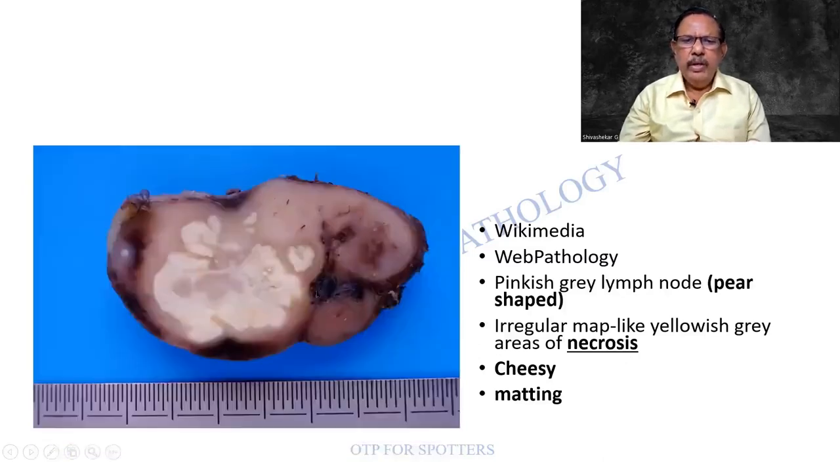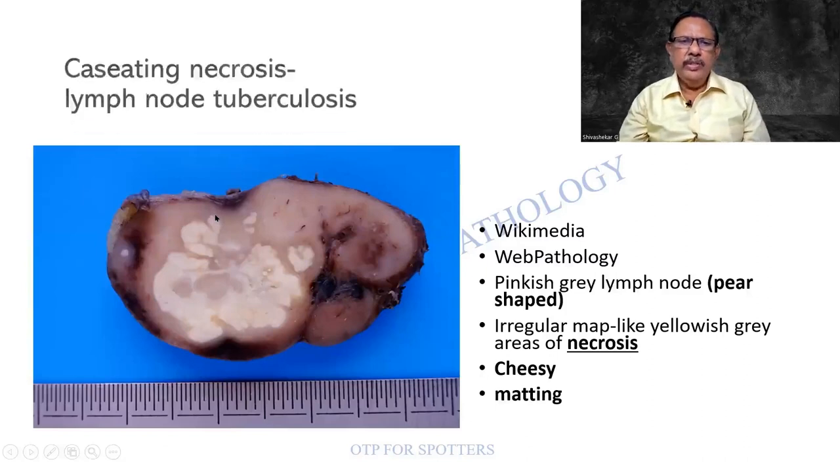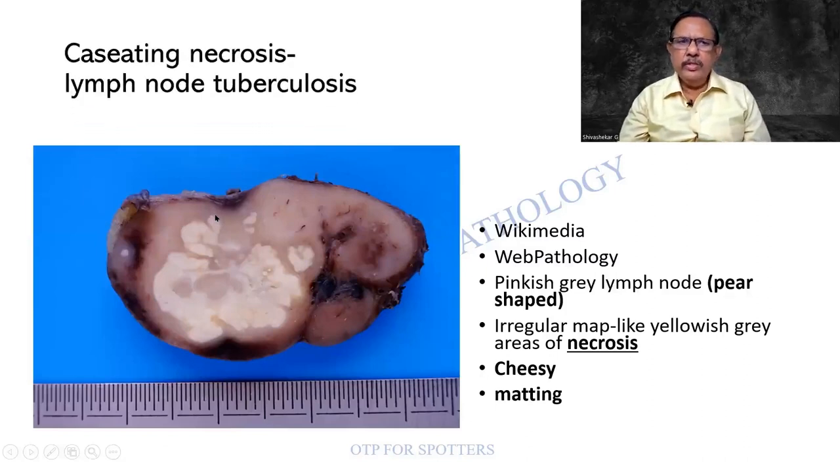This is beautiful. Pear-shaped lymph node. There is another node that is adherent. Then I find that there is cheesy material. So the diagnosis is caseating necrosis, lymph node tuberculosis.